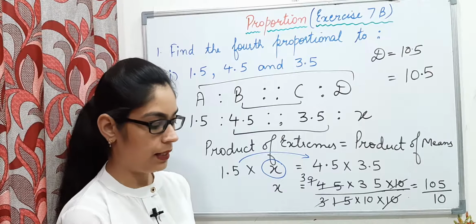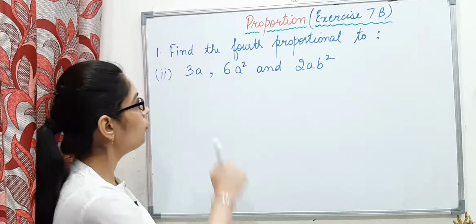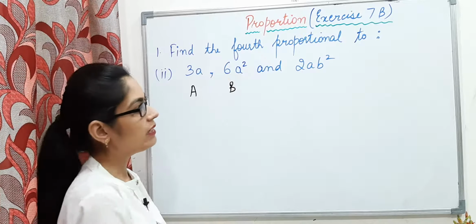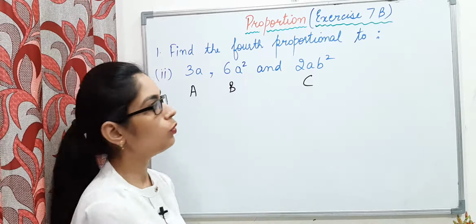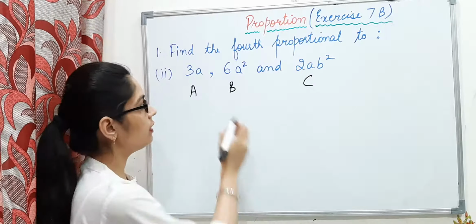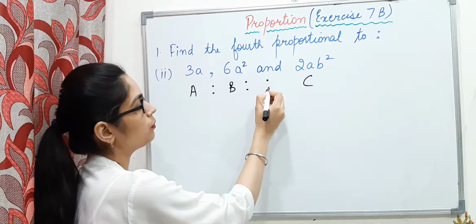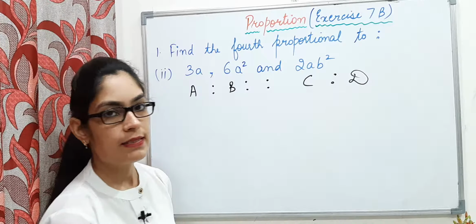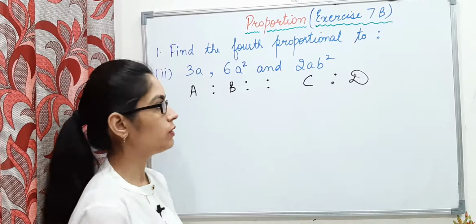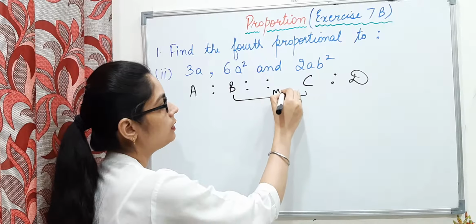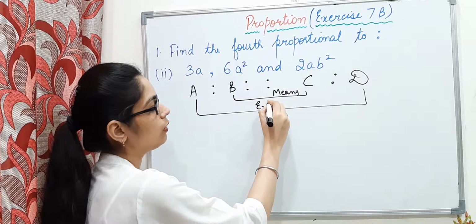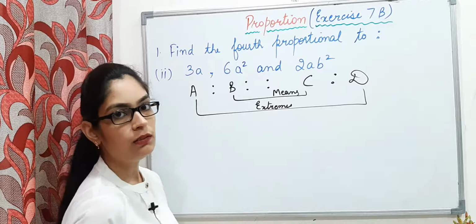Now let's do the second part. In the second part, values of A, B and C are given to us as 3A, 6A square and 2B square. We have to find D. Since they are proportional to each other, that means A is to B, I can write, is proportional to C is to D. Same formula I have to apply, because this D we have to find. D is the fourth proportional. B and C, these are means. A and D, these two are extremes. Outer ones are extremes, middle or inner ones are means.